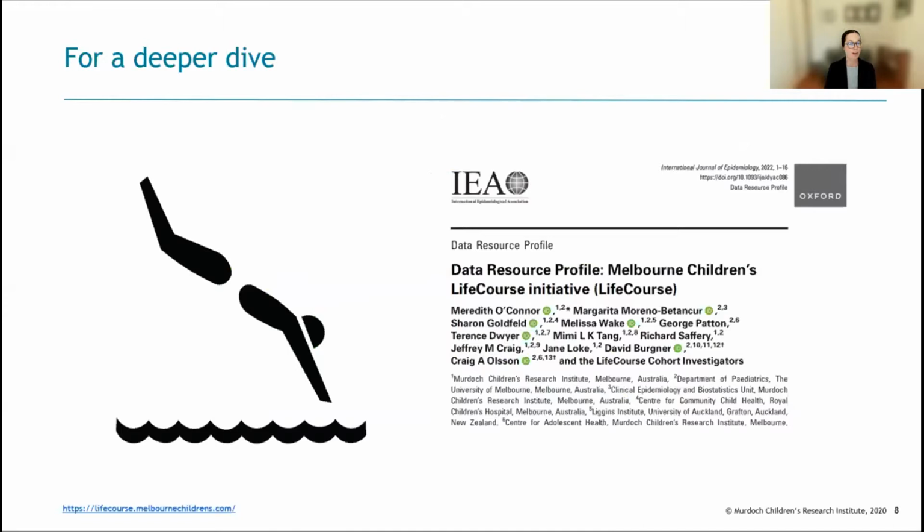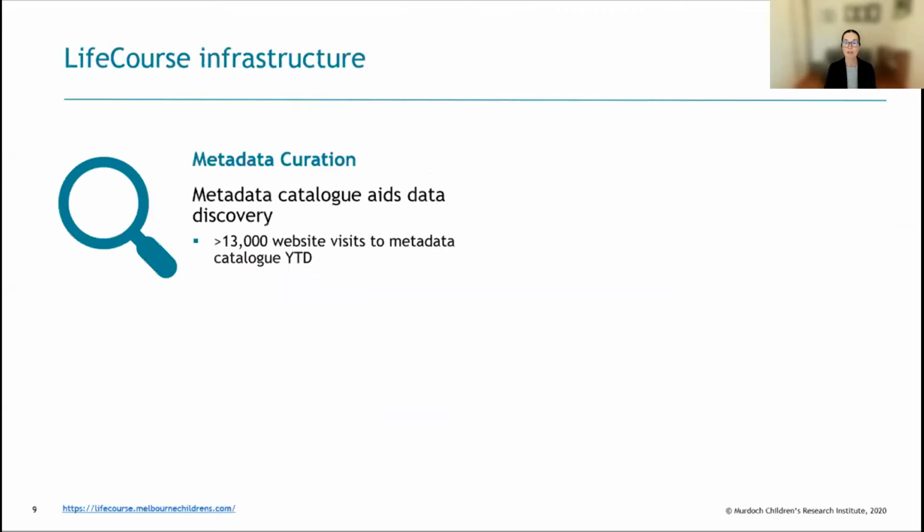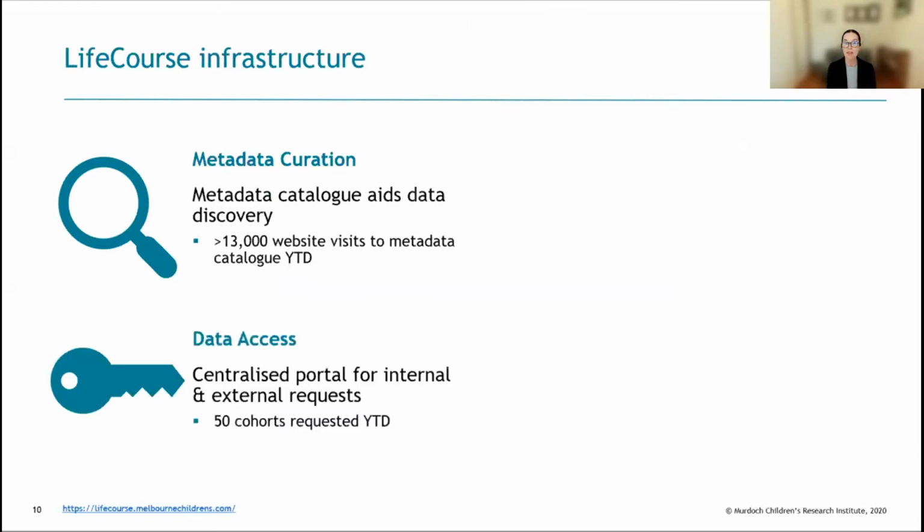But I'll just give you a very brief sense of how we support this reuse of these longitudinal cohorts. Our first area of focus is that we provide a metadata catalogue. This allows researchers to come and explore what data has been collected when across these cohorts. Once they've identified the cohort or cohorts that contain data that could be used to address their research question, we then provide a streamlined, centralised portal for submission of data access requests.